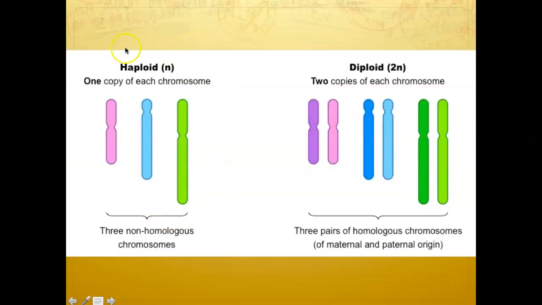Here you could see what chromosomes in a haploid cell would look like. You only have one set of them. This is kind of what it's like in the eggs or the sperm cells. And in your somatic cells, you have pairs of them. So they will be called diploid.